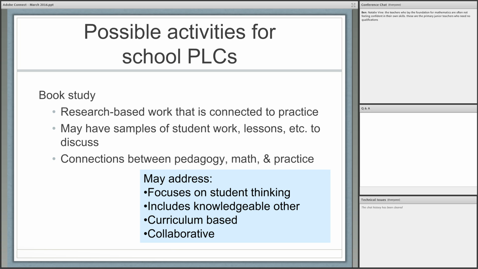So some of the components of a book study would be it focuses on student thinking. Again, I'll give you a couple of books that I might suggest. It includes that knowledgeable other. Generally, a good book might be research-based. It's curriculum-based because it would have a focus on the mathematics going on, and a book study group would provide a collaborative space.